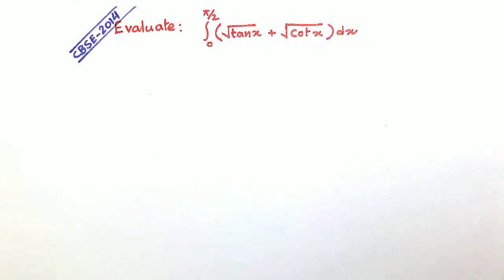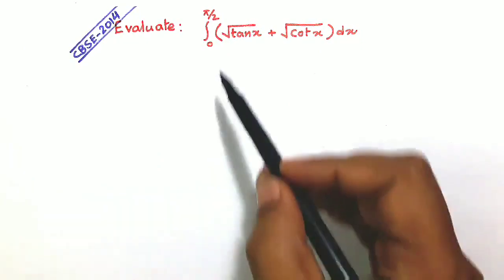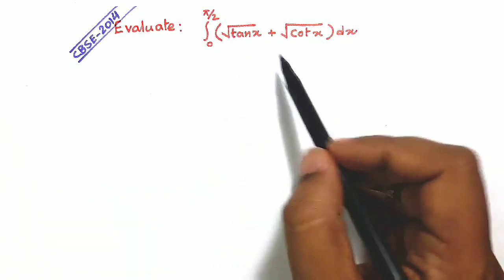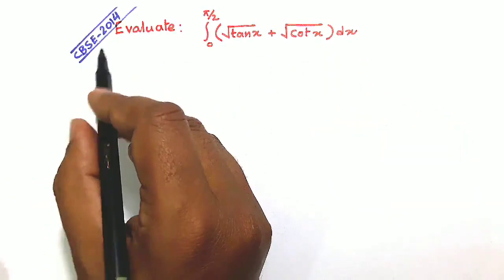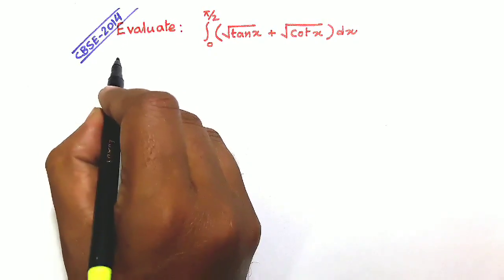Friends, it is one of the most important questions. Evaluate integration 0 to pi by 2 root over tan x plus root over cot x dx. It came in CBSE 2014. So your solution is this one.